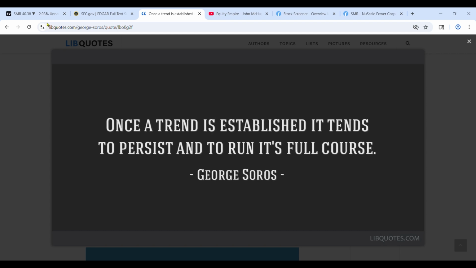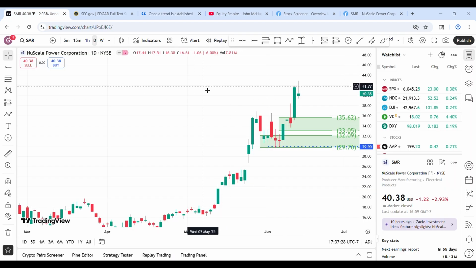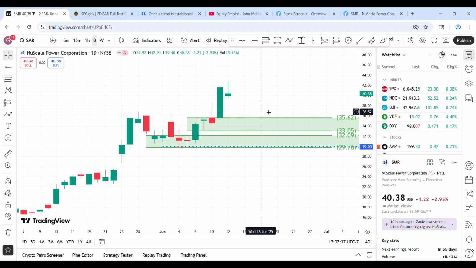So once again, game plan: identify a trend and just assume it's going to continue to persist and run its full course. Now, SMR is definitely in an uptrend. We don't know how much higher it's going to go. So the game plan would be waiting for a pullback. If we get one, wait for a pullback into one of these support levels. Take a little bit of risk for the potential of much greater reward.